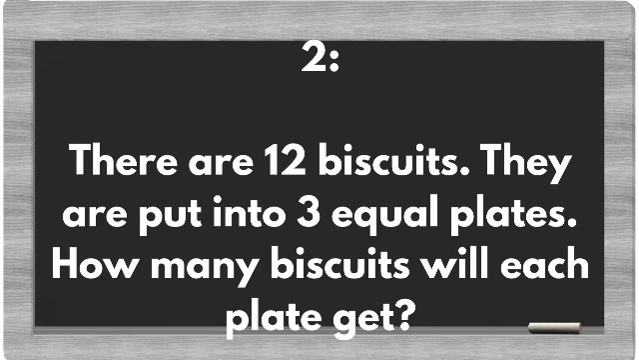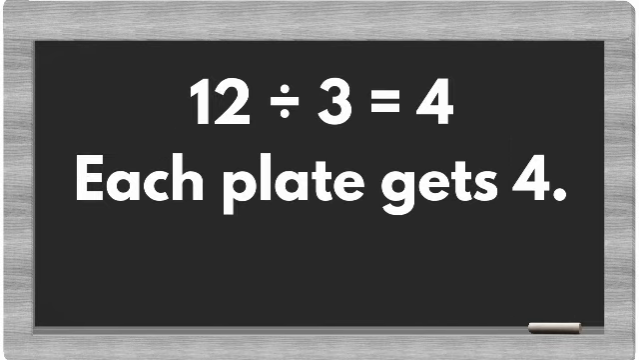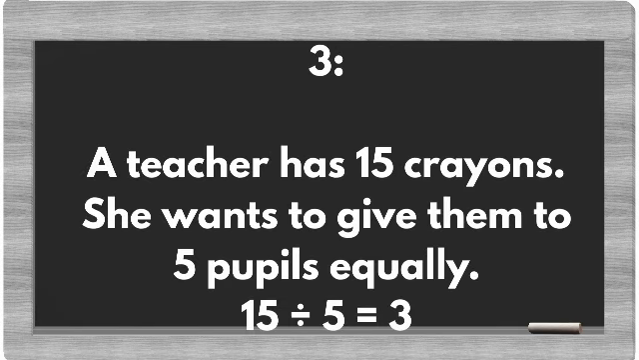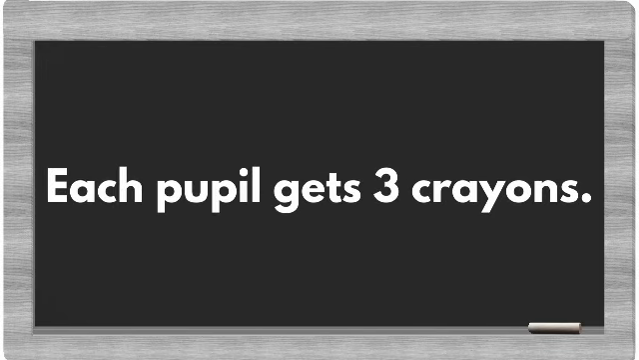2. There are 12 biscuits. They are put into 3 equal plates. How many biscuits will each plate get? 12 divided by 3 equals 4. Each plate gets 4. 3. A teacher has 15 crayons. She wants to give them to 5 pupils equally. 15 divided by 5 equals 3. Each pupil gets 3 crayons.